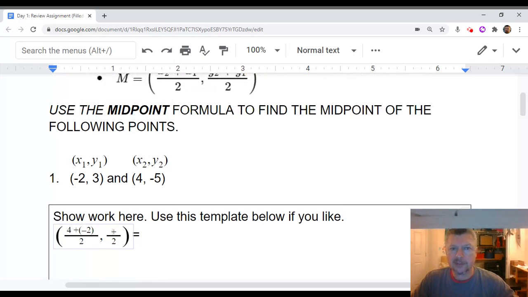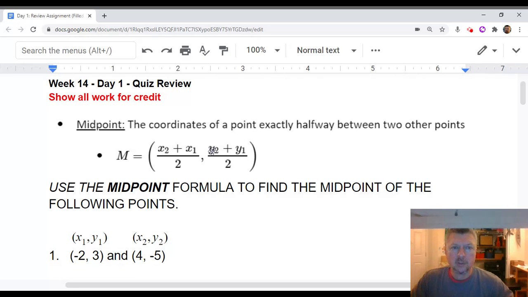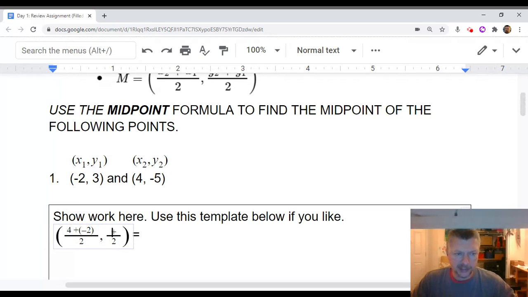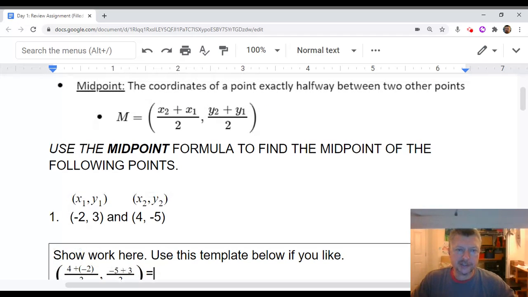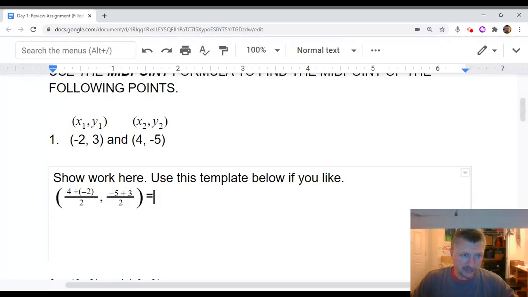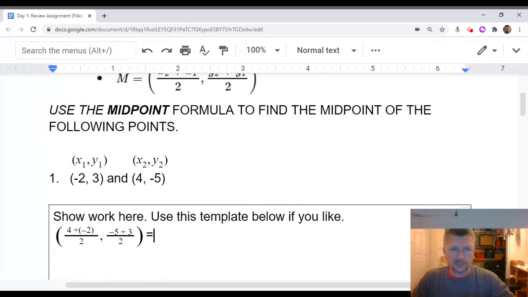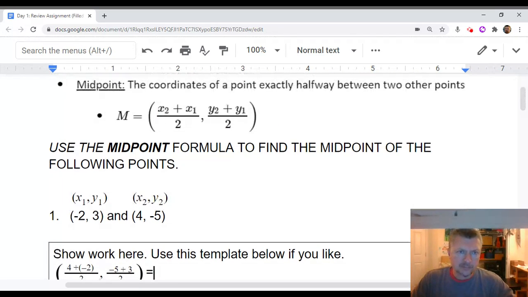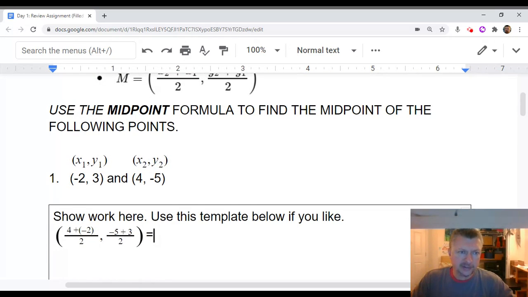Up here in the formula, you see, y2 plus y1. Y2 is negative 5. And y1 is, right there, 3. Okay, now we have it plugged in. Let's just check. Add the x's, 4 and negative 2. Yep. Next one, add the y's, negative 5 and 3. Okay, good.